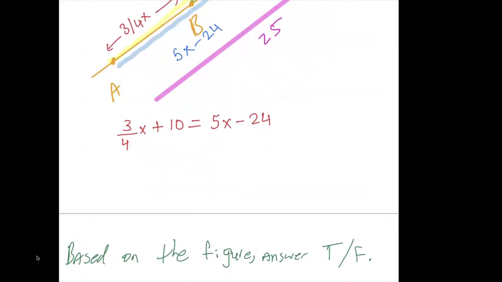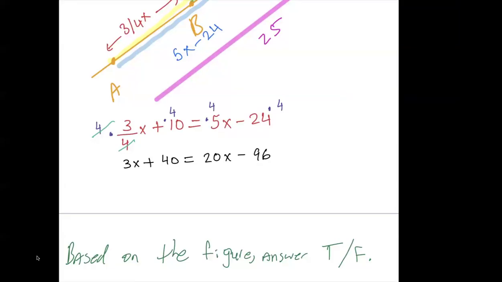Fractions, nobody likes fractions. Let's get rid of this first. Anytime you see a number at the bottom, multiply all your terms by that number. Each term needs to be multiplied to get rid of the fraction. This goes away. We are left with 3x plus 4 times 10 is 40, 4 times 5x is 20x, 24 times 4 is 96.